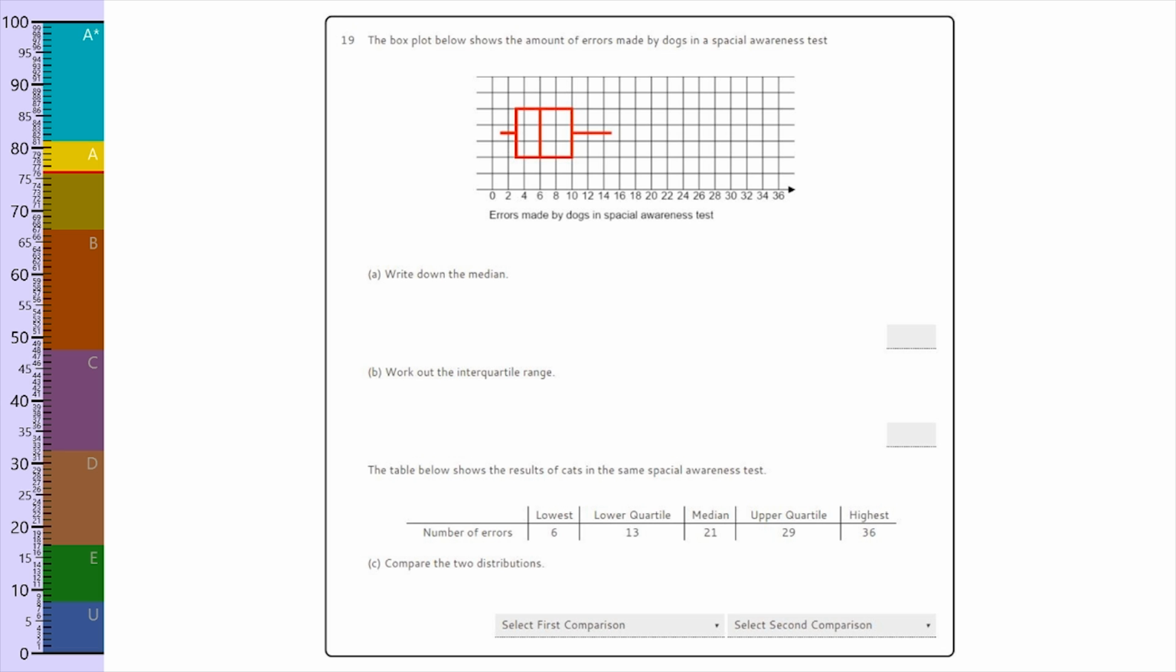So we're now on to A grade. In fact, we've been on A grade maybe for a while, I don't know. So pause the question, pause the video, have a go at the question.